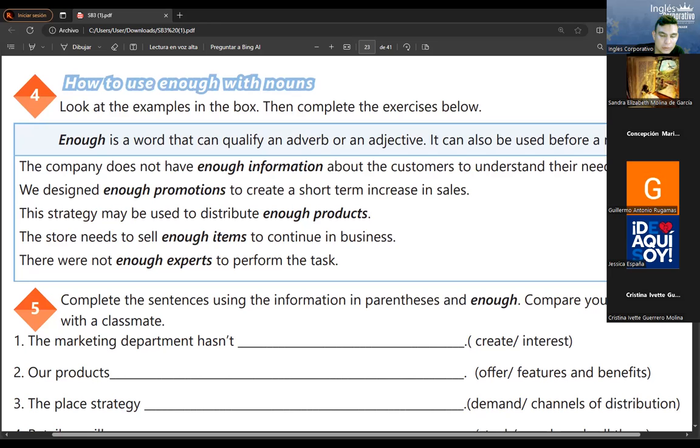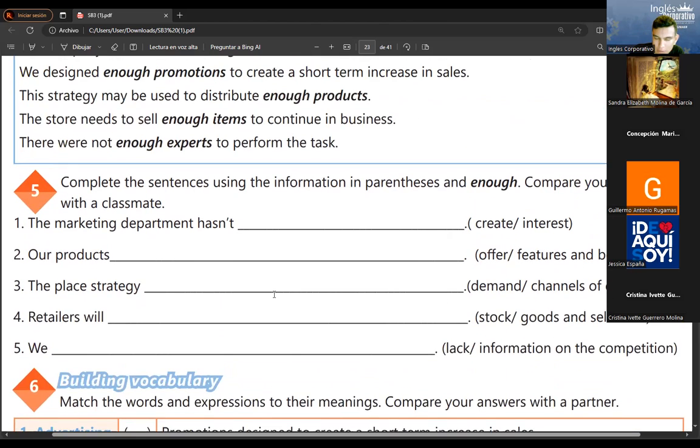Do you remember what a noun is? Okay, a noun can be a place, a person, a thought, thing, food, fruit, etc. Since we practiced this in the previous class, now we're going to complete exercise 1 until exercise 5.